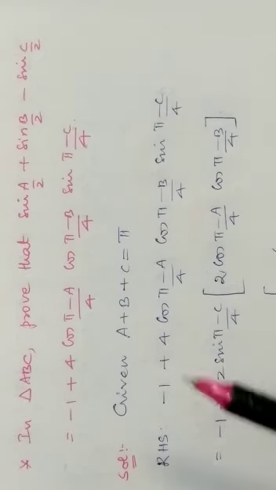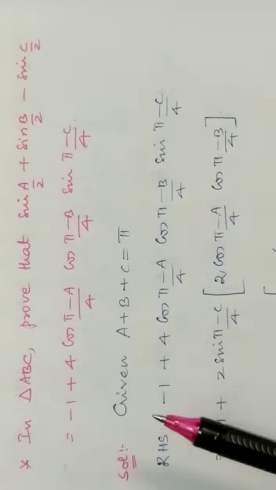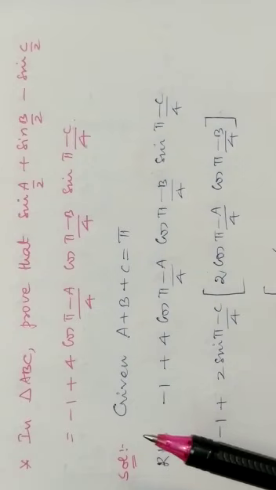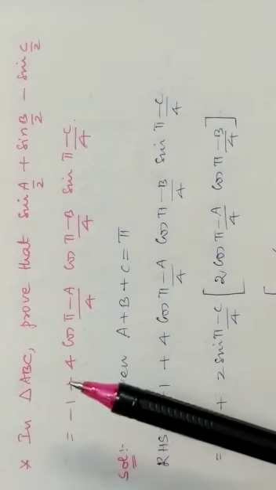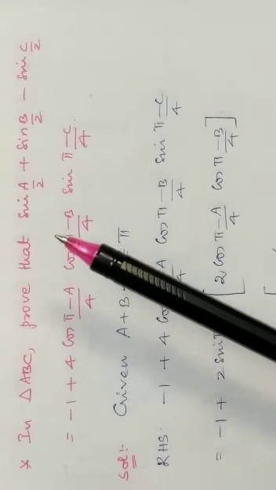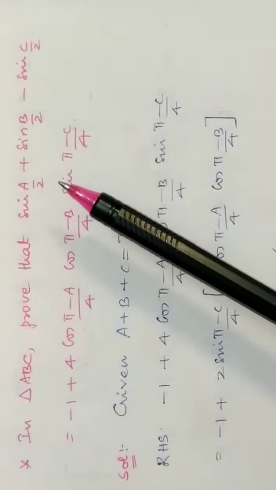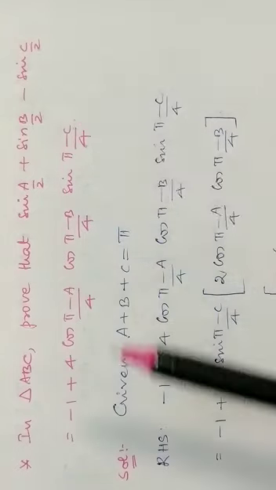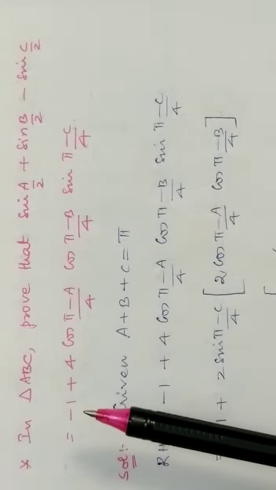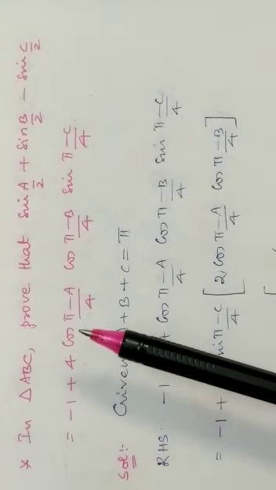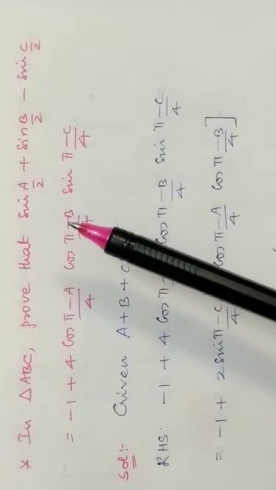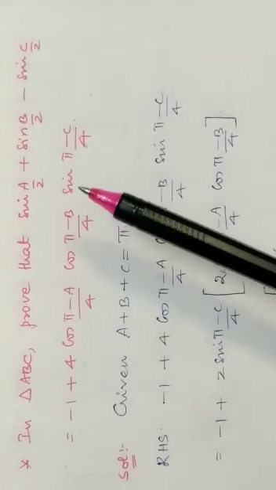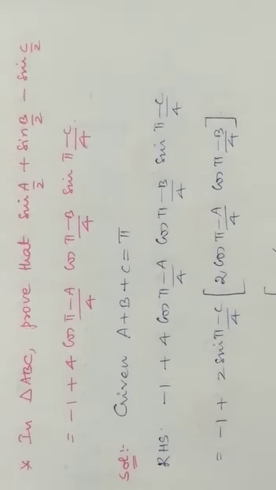We try to do this problem. In triangle ABC, prove that sin A/2 + sin B/2 − sin C/2 equals −1 + 4 cos((π−A)/4) cos((π−B)/4) sin((π−C)/4).